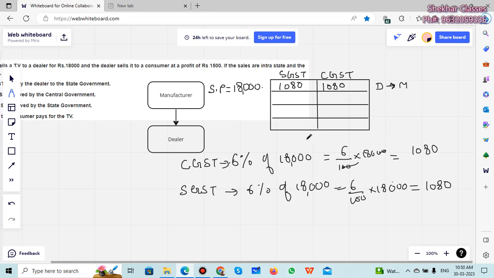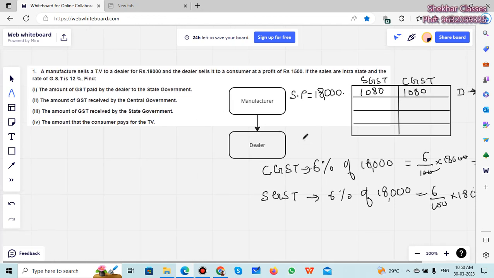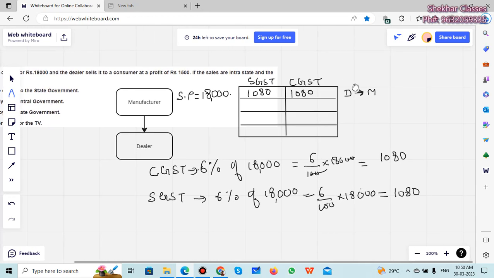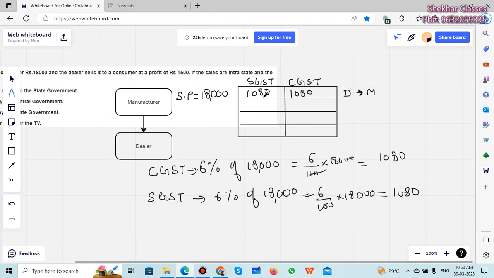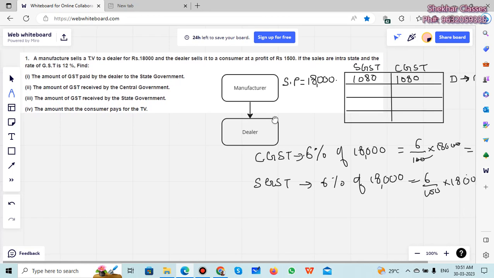Now, the first question, the amount of GST paid by the dealer to the state government, is a different part of the question. He has not paid to the government yet. He has paid it to the manufacturer, and the manufacturer will pay this amount to the government. The manufacturer has received 1080 on SGST and 1080 on CGST, and he will pay these two amounts to the government. He has his unique GSTIN number, so with that he will be paying it. He has taken this on behalf of the government from the dealer, so understand it in this manner.